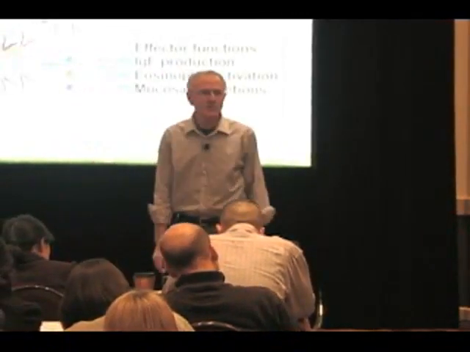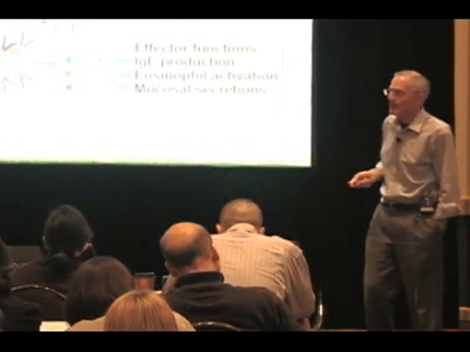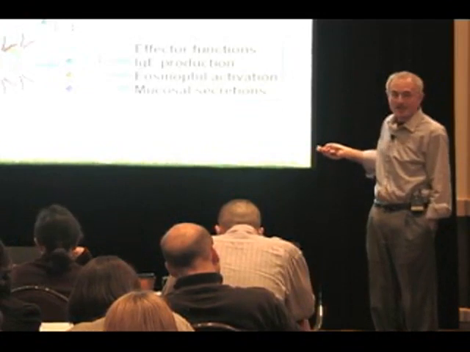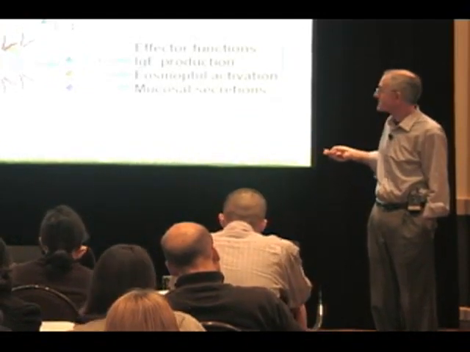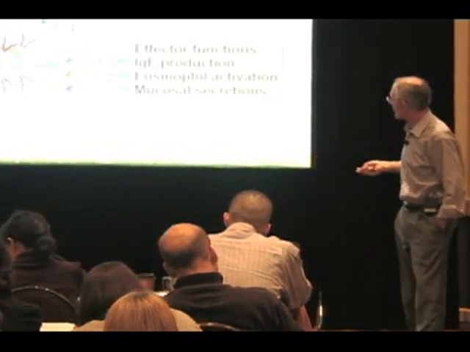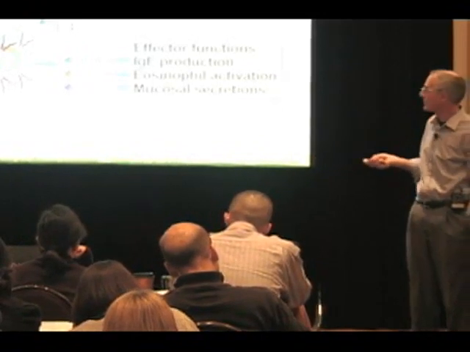Okay, for Th2 differentiation, I don't have to dwell so much on the definition of these things, but the categories are the same. There's a cytokine that's needed for the initial commitment, and the cytokine happens to be interleukin-4. This brings up the same problem: interleukin-4 is the end product, and where does the interleukin-4 come from?